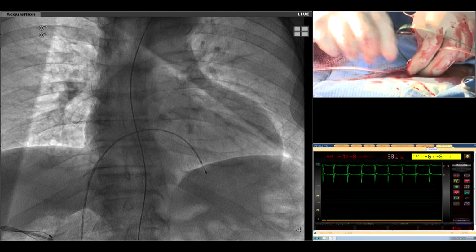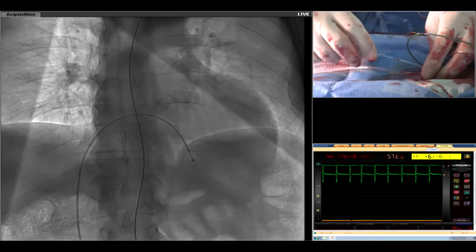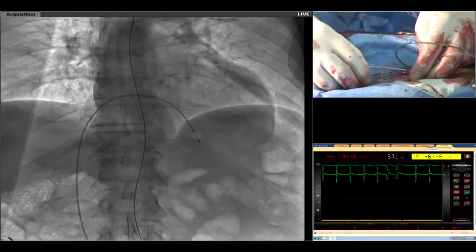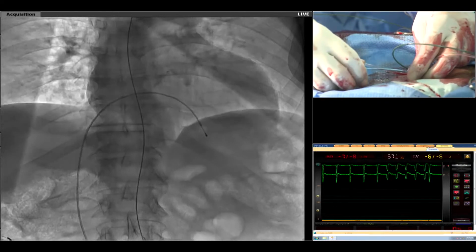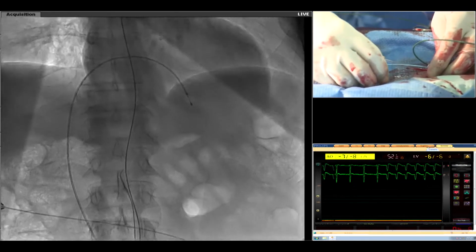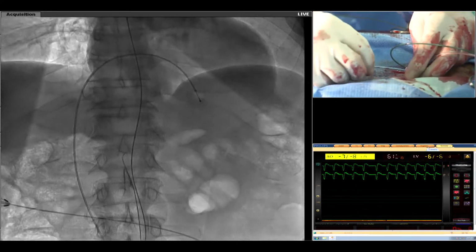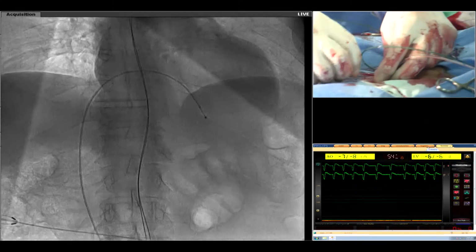So can I check the pacing? Yeah, sure. Check pace at 80. Threshold of 1. Good, that's good. Backup rate of 50. And that's good. Threshold you can increase to maximum.